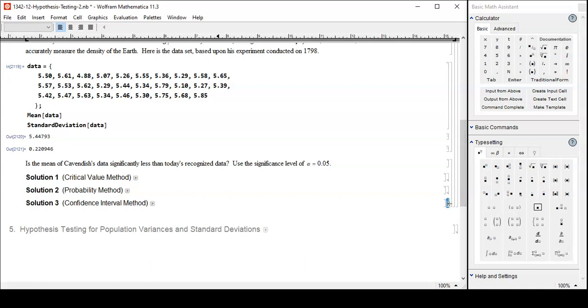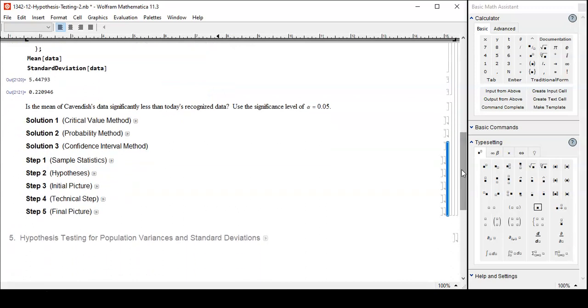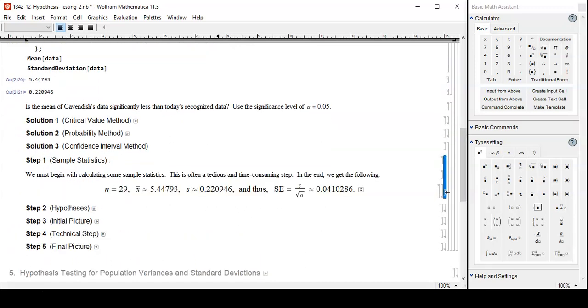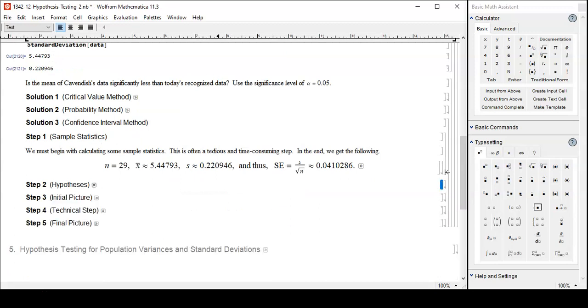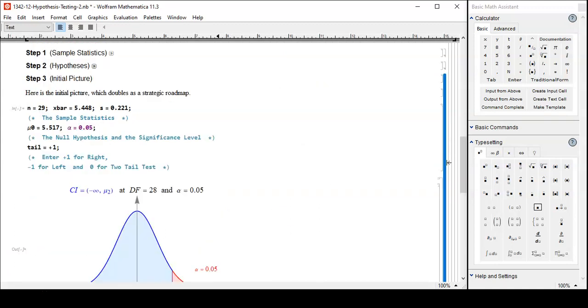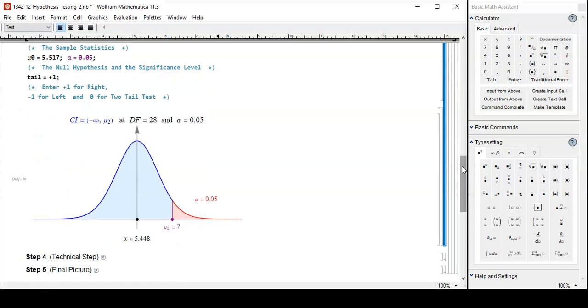Another way is to find out the confidence interval. You see, from the sample statistic and hypothesis, they are the same, and find out the confidence interval, a one-sided confidence interval, looking for the upper confidence bound. You see here now centered at 5.448, the observed mean, and then find out this upper confidence bound, and where is that mu value of 5.517 located? Blue region or red region? That's something we have done before.